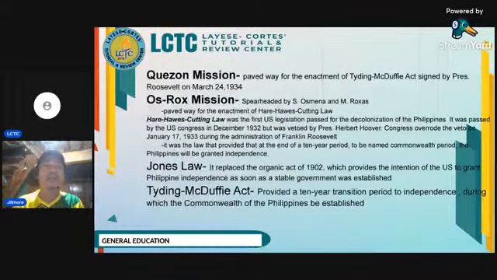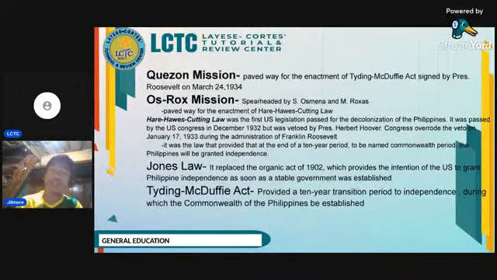Okay. The Quezon mission paved the way for the enactment of Tydings-McDuffie, signed by President Roosevelt, March 24, 1934. Okay, take note. Quezon mission, Tydings-McDuffie. Osrox mission, Hare-Hawes-Cutting law. Okay, Osmeña and Roxas, Sergio Osmeña and Manuel Roxas. Okay. The Hare-Hawes-Cutting law was the first US legislation. Okay? It was the first US legislation passed for decolonization.